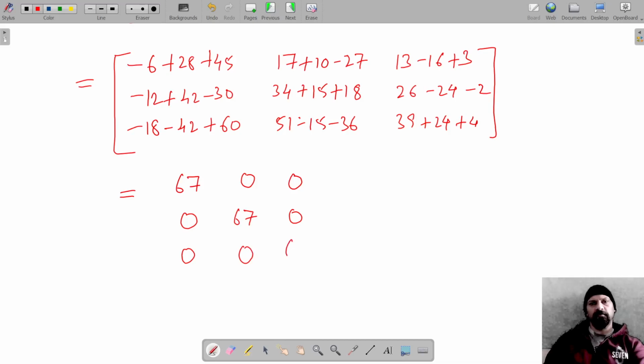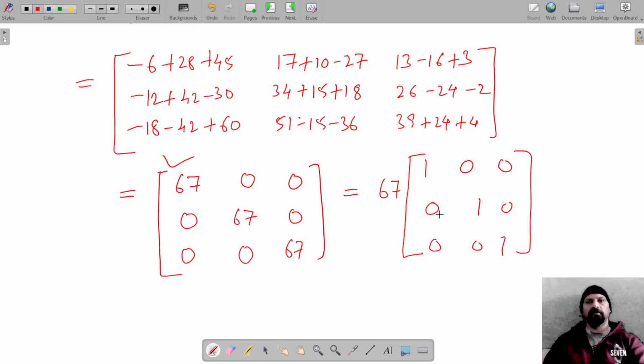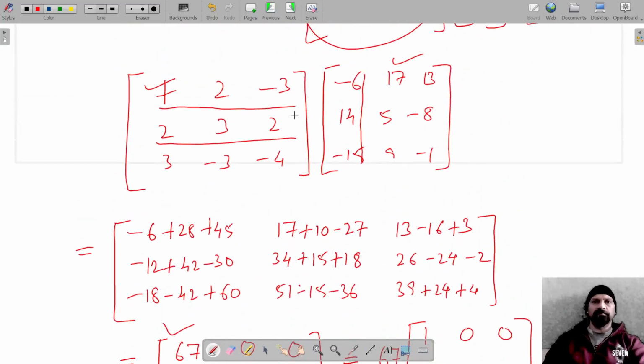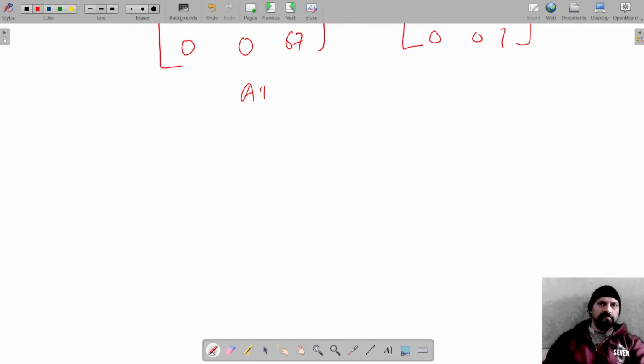And this is 67. Okay, so now I can take 67 common here. So this 67 is common, and now it's 1 0 0, 0 1 0, 0 0 1, which is an identity matrix. So we have got the product of this A. Let's say the other matrix was B. So this matrix was A and this matrix was B, and we have got this product as 67 into the identity matrix. So A into B is equal to 67 into identity matrix.